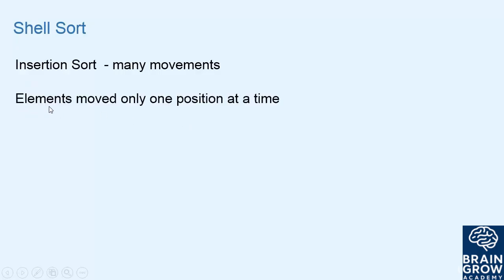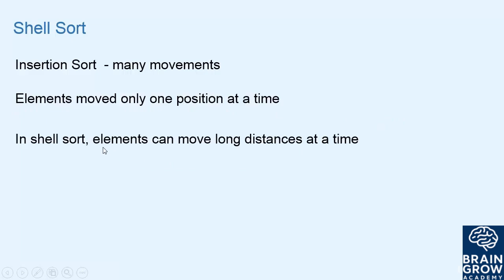Now let's see why shell sort is an improved version of insertion sort. In insertion sort, we know that there are many movements, and the reason for many movements is that elements are moved only one position at a time. While in shell sort, elements can move long distances at a time. So if an element is far away from its final place, in insertion sort, it will have to go one by one, while in shell sort, it can jump and go to its final place.